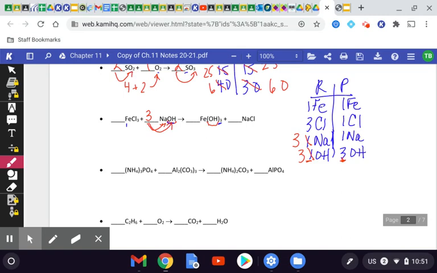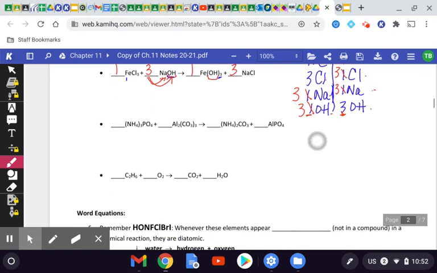So then now that the polyatomics match, I would look at everything else. Irons match, chlorines do not, sodiums do not, hydroxides match. So I have 3 chlorides, 3 sodiums. On my product side then, in front of sodium chloride, I can put a coefficient of 3. That now means my chlorines match and my sodiums match. So everything is balanced. Again, in front of the iron 3 chloride and the iron 3 hydroxide, you can either leave it blank or you could put a 1. Either way would be appropriate.